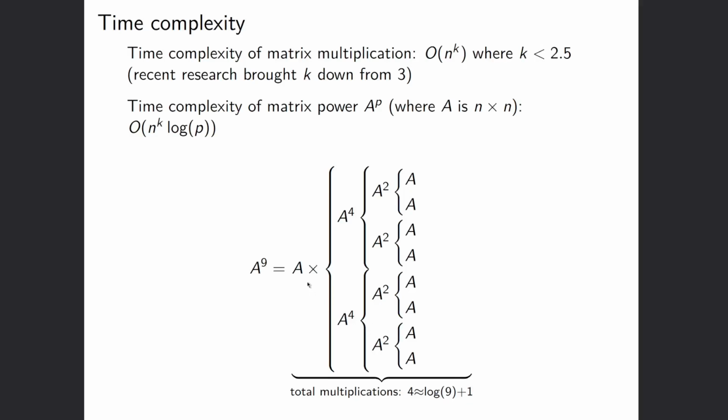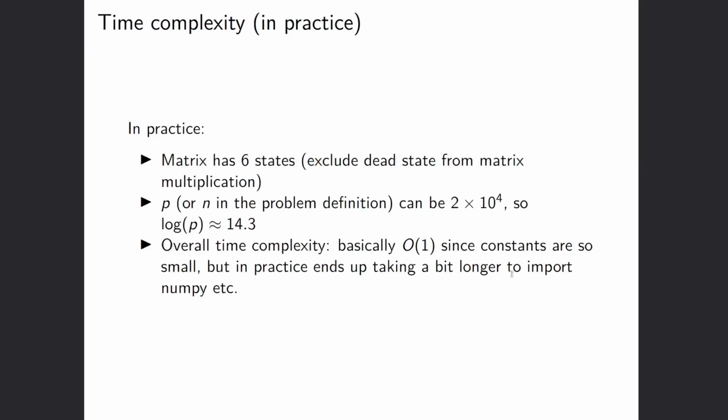And so that's why you can see it's going to be log base 2 of p for whatever power p. That's the total number of multiplications we need to do. So in practice, our matrix has 6 states. We'll exclude the dead state from the matrix multiplication, because it's an absorbing state. It's not really like a Markov chain, but basically we can just exclude that there, as it doesn't have paths back from the dead state.